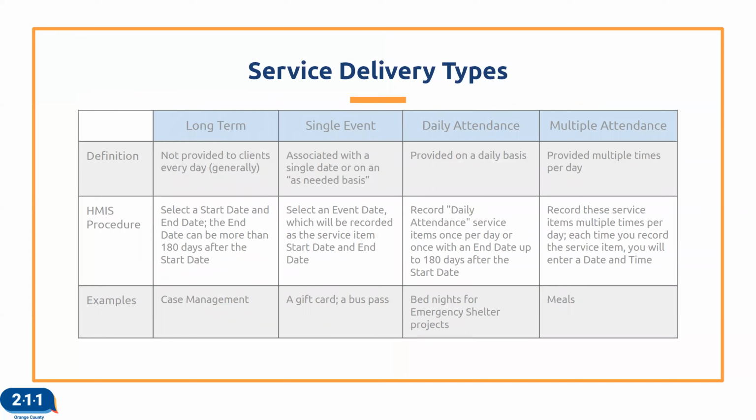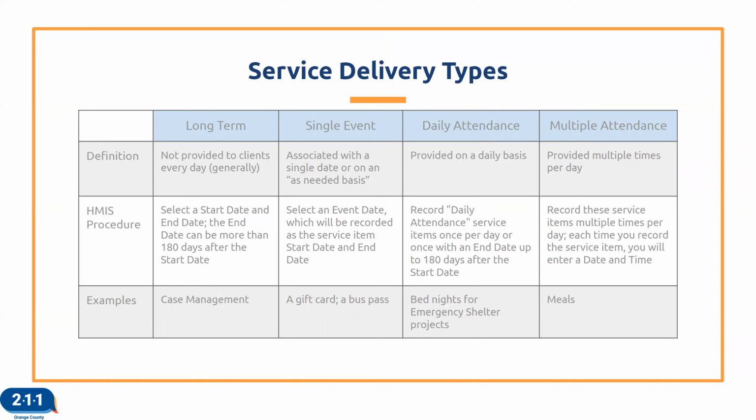Long-term delivery types are, in general, not provided to clients every day. In HMIS, users select a start date and an end date, and the end date can be more than 180 days after the start date. An example of this type of service would be case management.